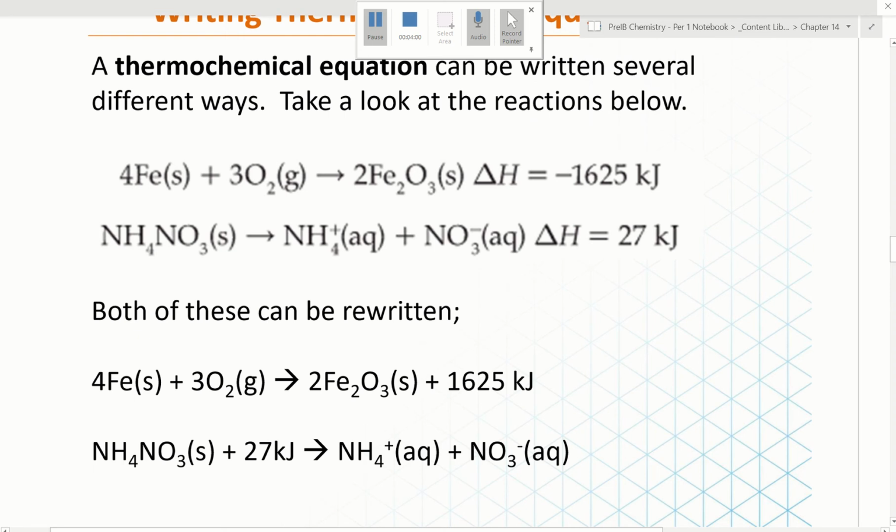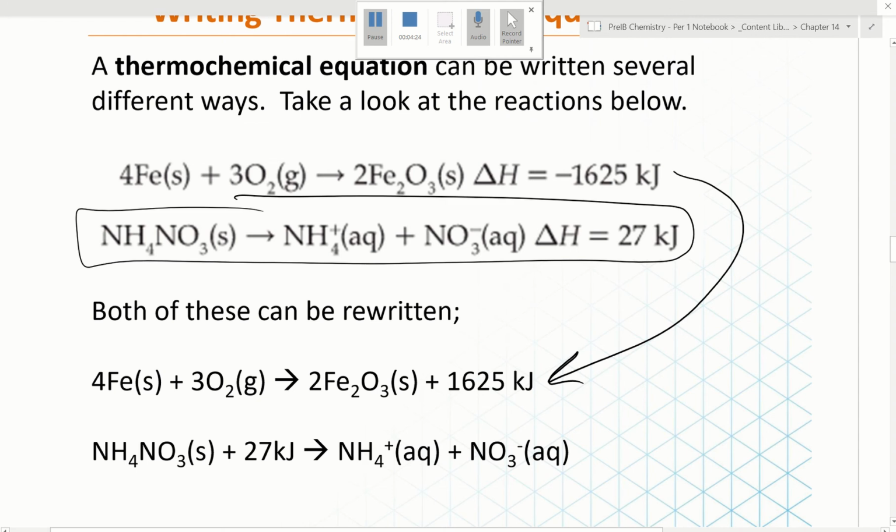So here's 2 more examples. I have iron and oxygen forming iron oxide, and I see that the negative energy here tells me that we could rewrite this right here, with the negative energy being as a product exiting the reaction. Notice that in this second reaction here, the energy here is positive. It's a positive value, and we can rewrite that equation down here at the bottom with the energy as a reactant.